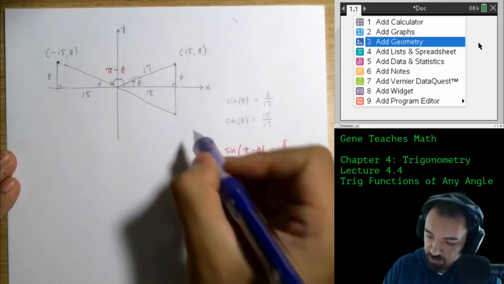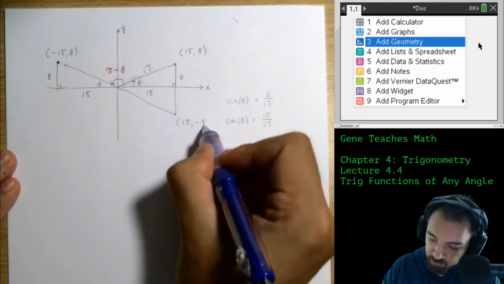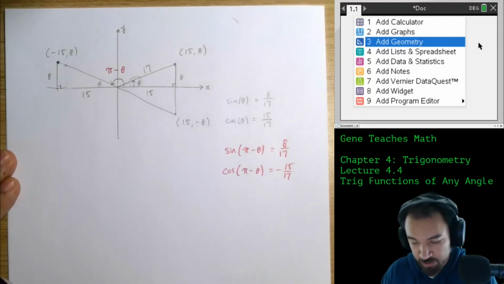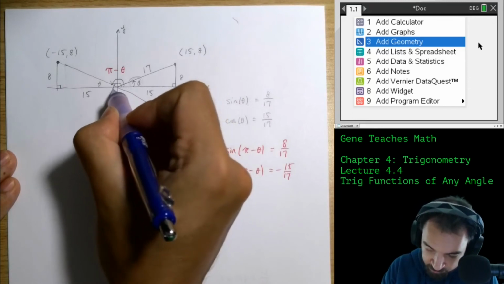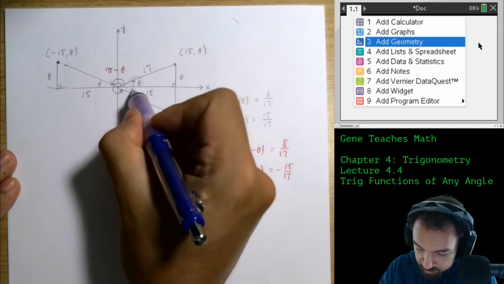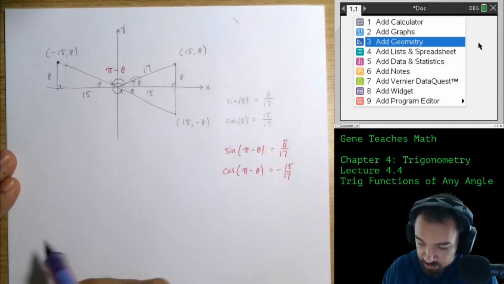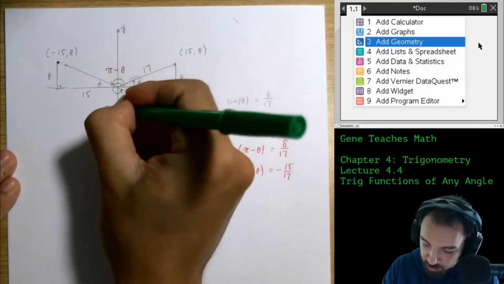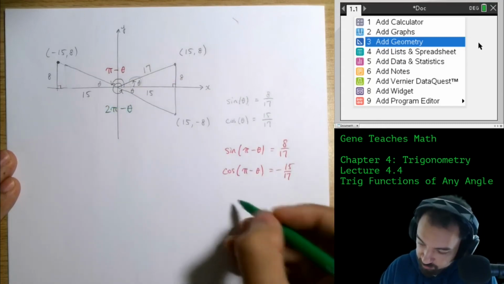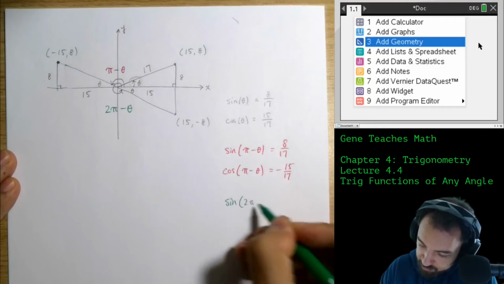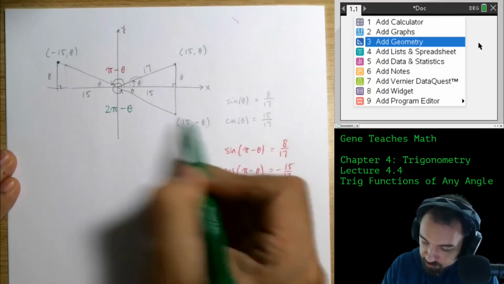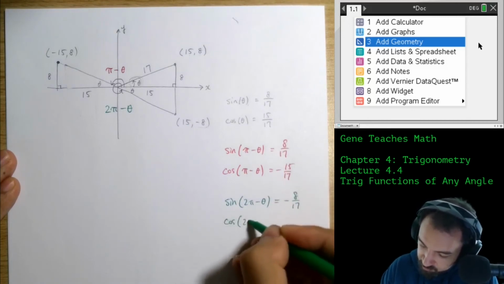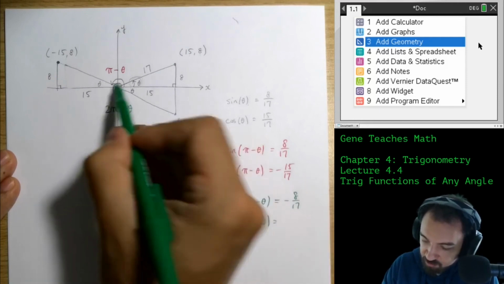Same triangle, x-coordinate is positive, y-coordinate is negative. So what if I wanted, instead of going negative to make a clockwise angle, to go around counterclockwise? Well, I would say inside of this triangle, that same angle theta exists. So that means all the way around would be a full 360 degrees minus theta, also known as 2 pi minus theta. And then I could quickly say, sine of 2 pi minus theta is the y-coordinate, negative 8, divided by the same r, so that's negative 8 over 17, and cosine of 2 pi minus theta is the x-coordinate over the 17.